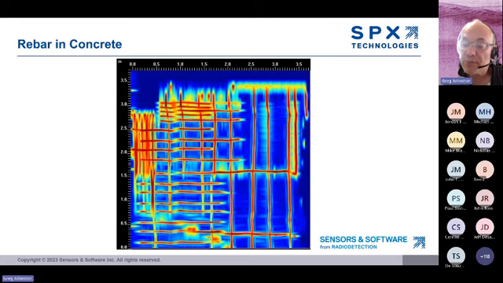This is all information that structural engineers want to know before renovating or adding to a concrete structure. This is a great example that shows how the placement of reinforcing metal varies across a structure.